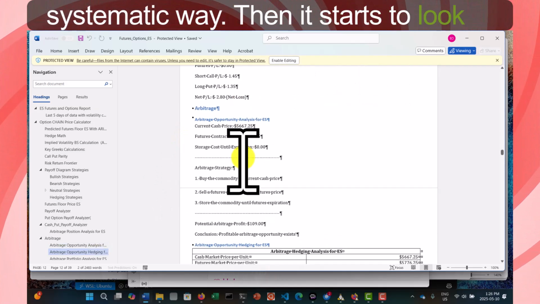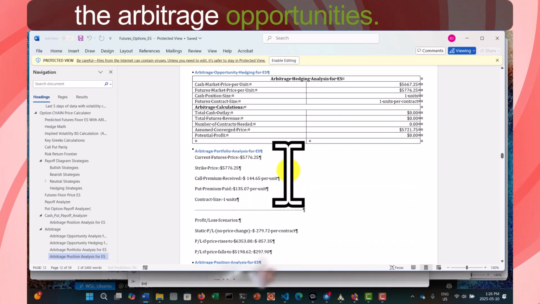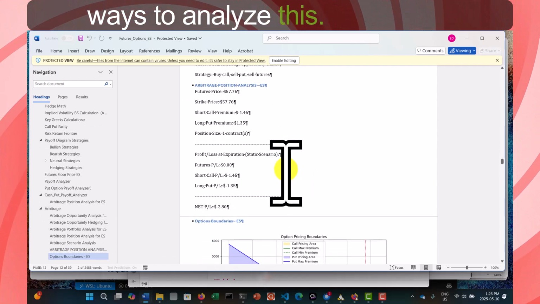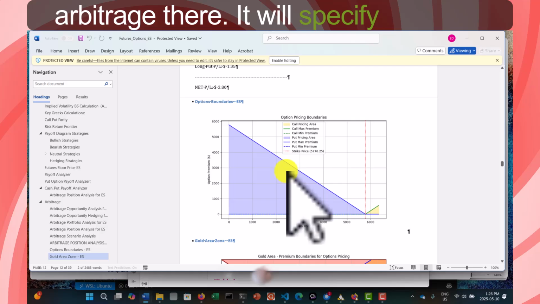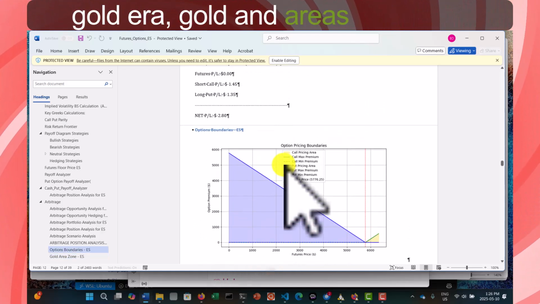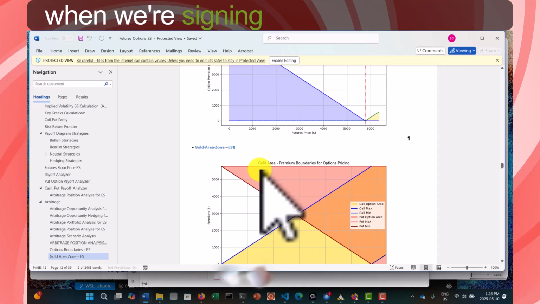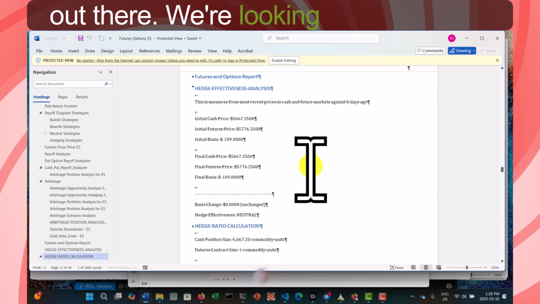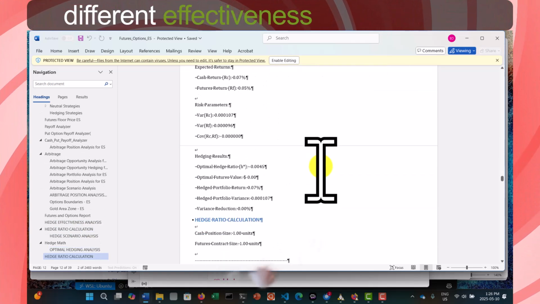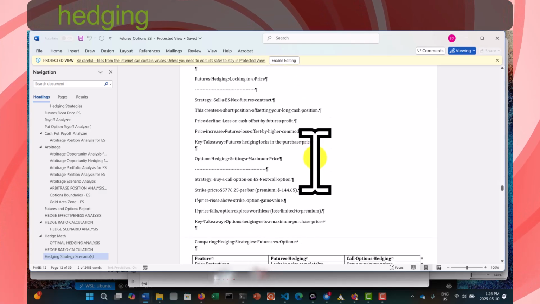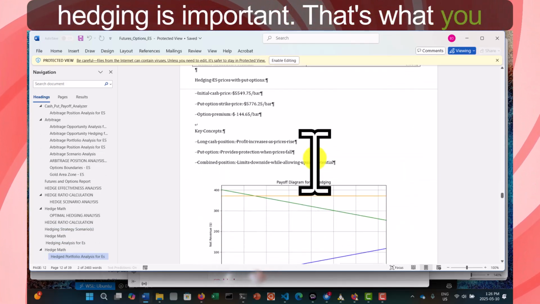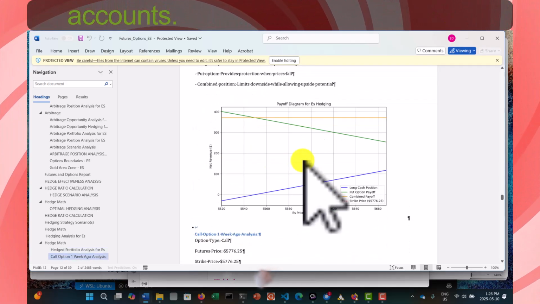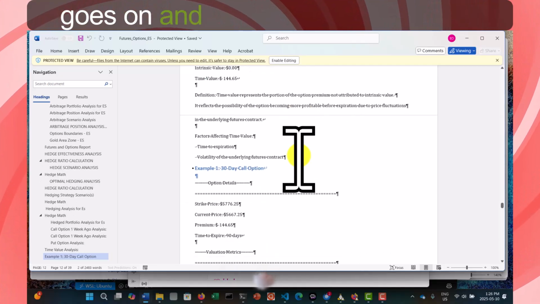Then it starts to look at the arbitrage opportunities. Then it starts to look at all types of different ways to analyze this. If there's an arbitrage there, it will specify what our golden area should be when we're assigning the different options out there. We're looking at hedging, the different effectiveness of it, and on and on it goes. And then the hedging is important if that's what you want. This only really works on bigger accounts. So all of the data here, it just goes on and on and on.